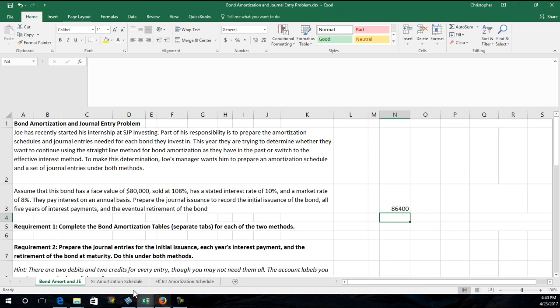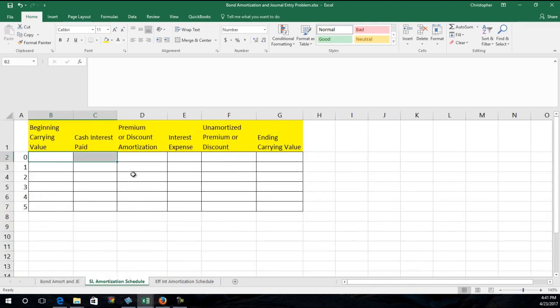So let's go to the straight line table first of all. This straight line amortization schedule shows us period 0, which starts off with the beginning value of $86,400. Of course, that first period, there's no cash interest paid. We're not dealing with a premium or discount amortization or interest expense for that year. What we do have, however, is the $6,400 of unamortized premium or discount. The ending carrying value is the same amount for this first year. So period 0 just gives us the balances that we start with.